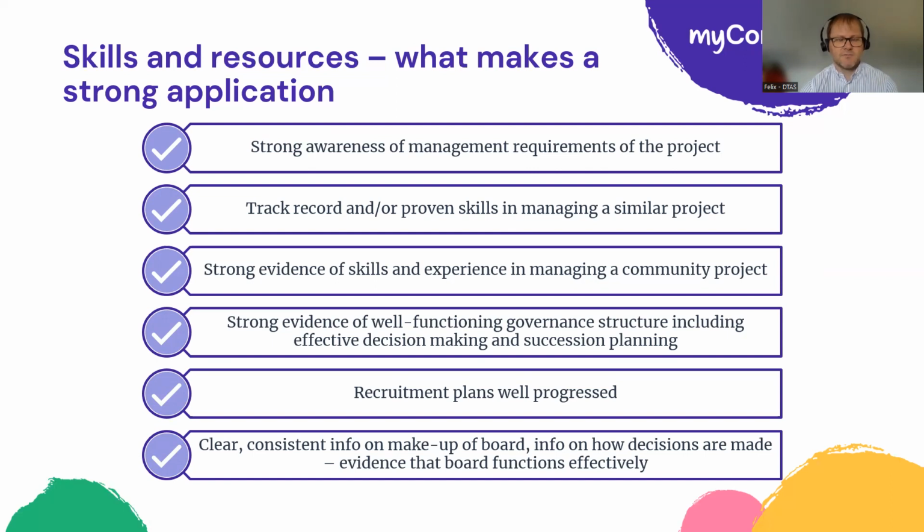Effective decision-making succession plan. So that's outlining what your governance structure is, what it looks like, what you have in place to make sure that you are accountable. You've got recruitment plans well progressed. So if you are taking on new people as part of this asset for the first time, have you thought about job descriptions? Have you thought about whether there's going to be potential recruitment issues in the area if you're in a small community? How are you going to manage all those things? And then clear, consistent info on the makeup of your board, so who they are, how your decisions are made, and evidence that they function effectively.